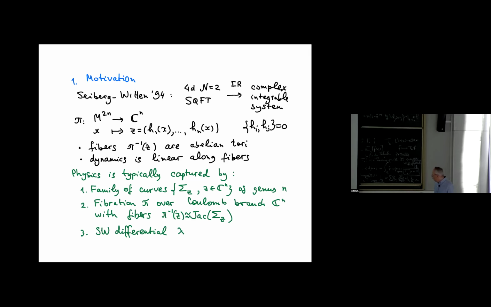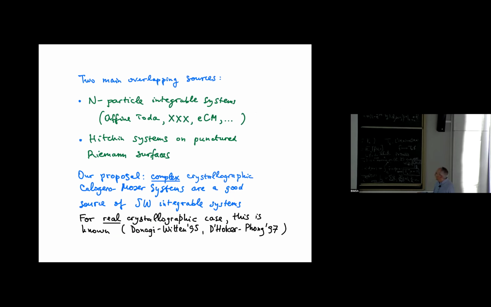So sometimes it requires guesswork. Typically, you compare information from the integrable system side to information you expect in physics, and this allows you to match these two sides. And there are two main overlapping sources of integrable systems which have already been identified as Seiberg-Witten integrable systems. One source is n-particle integrable systems like Toda and spin chains, and the elliptic Calogero-Moser system in particular.